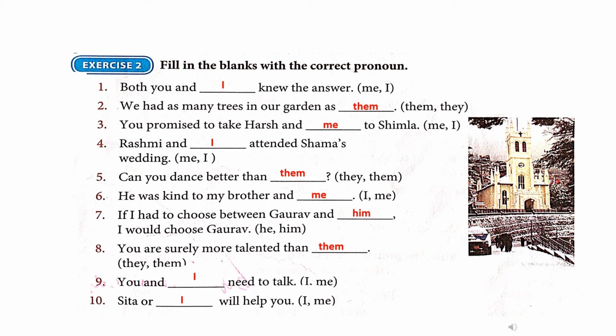7. If I had to choose between Gaurav and him, I would choose Gaurav. 8. You are surely more talented than them. 9. You and I need to talk. 10. Sita or I will help you. Copy this exercise also to your notebook and underline all the important points in your textbook. Try to include the examples with the exercise.